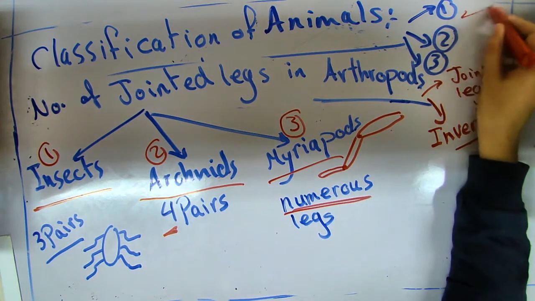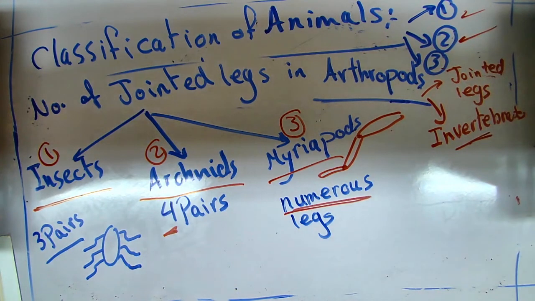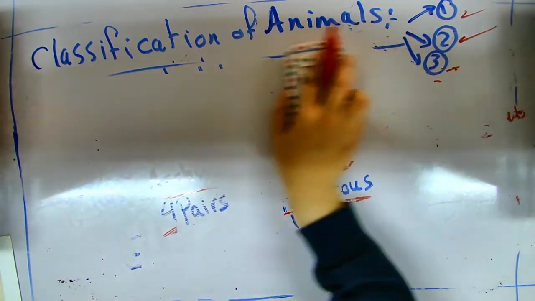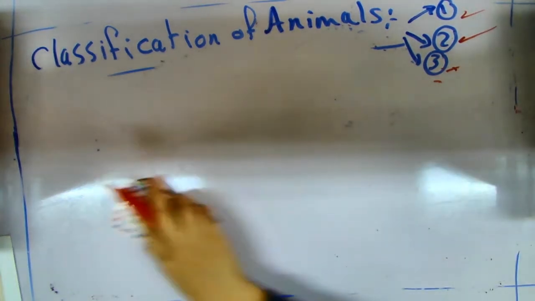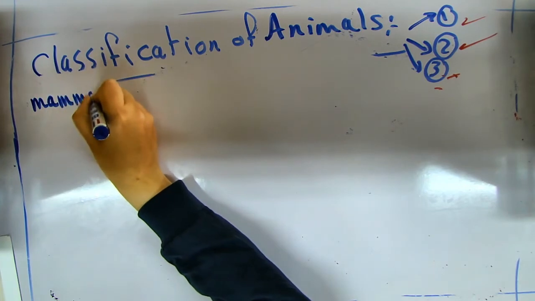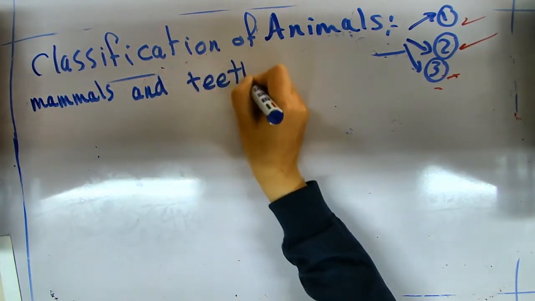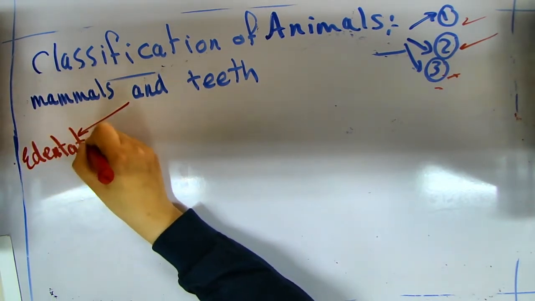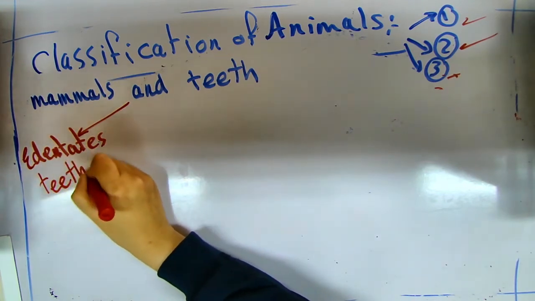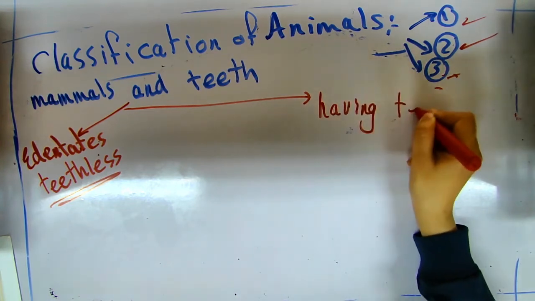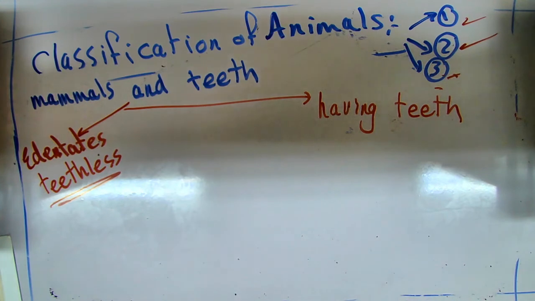Now we'll talk about the third point. We talked about first and second. We'll talk about the third, which is presence of teeth in mammals. Some mammals don't have any teeth, or we can call them edentates, or teethless mammals. They don't have any teeth. And some of them have teeth.